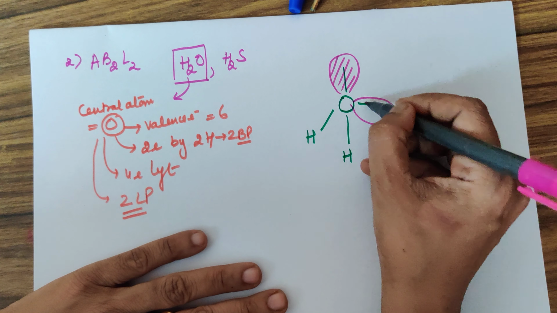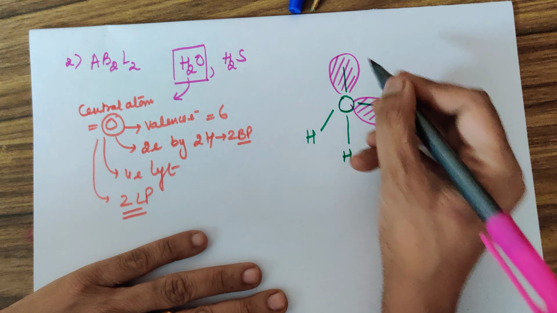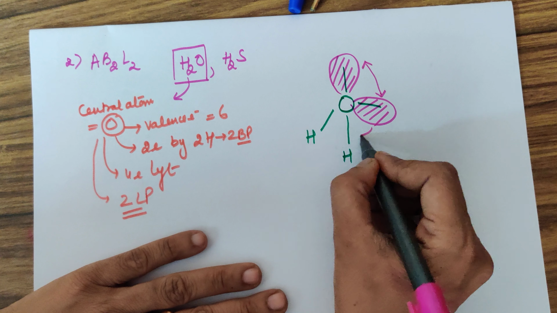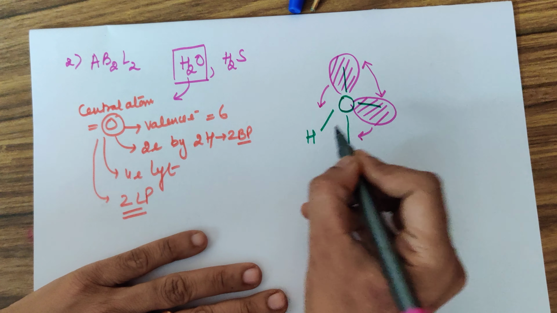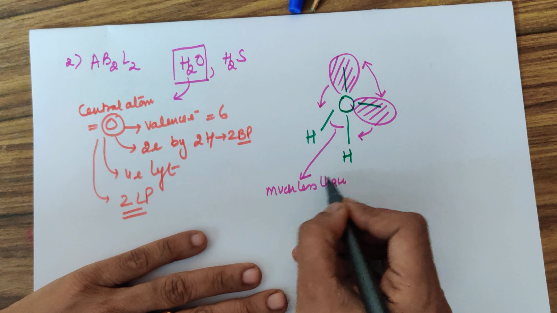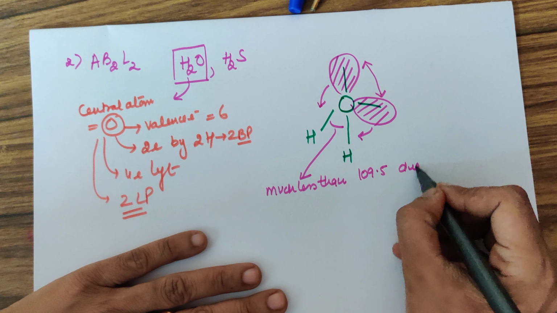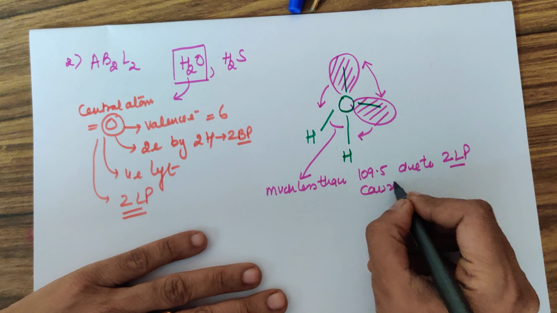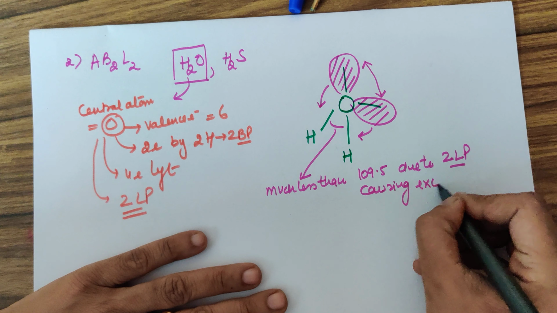So these are the lone pairs which cause the repulsive interactions, and this repulsion between the lone pairs is high, which pushes the bond pairs closer. So this angle is much less than 109.5 due to 2 lone pairs causing excessive repulsion. Also, this angle, you should learn it up. The angle here, only in case of water, is 104.5 degrees, which should be known to you.